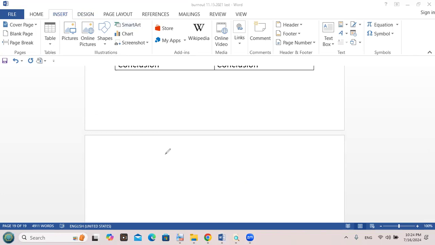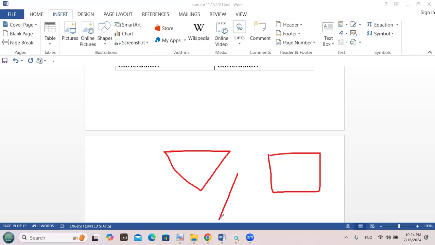Why a triangle? This is the introduction. When you collect ideas, this is supposed to be body 1, and body 2 should be like a rectangle or a square, whatever it is, and the conclusion should be like that. I don't want you to be confused: I'm not speaking about the format. I'm speaking about the organization of ideas.